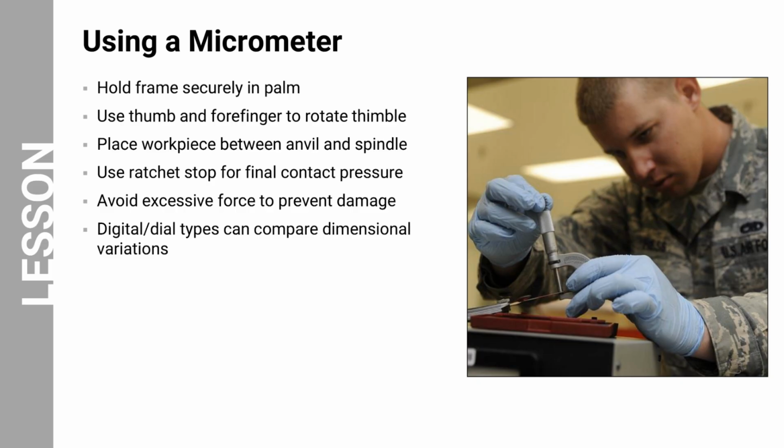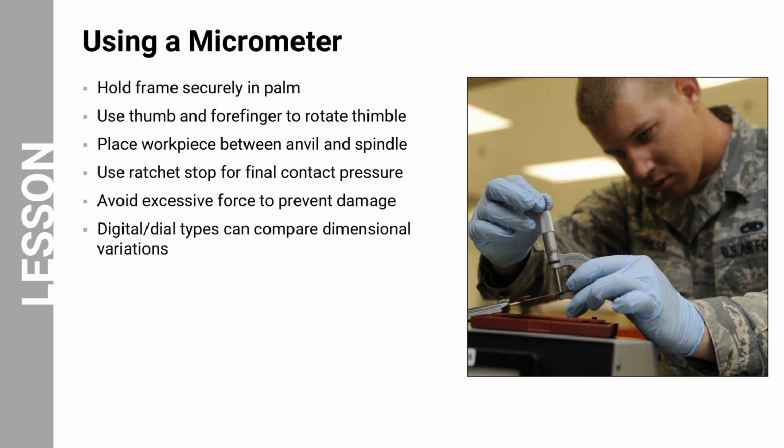Accurate measurement depends on proper technique. A micrometer must be held securely, typically with the frame resting in the palm and the thimble operated using the thumb and forefinger. This ensures stability during measurement. The workpiece should be placed squarely between the anvil and spindle to avoid angular error, which can lead to incorrect readings. The spindle is advanced toward the workpiece, using smooth, controlled rotation of the thimble.